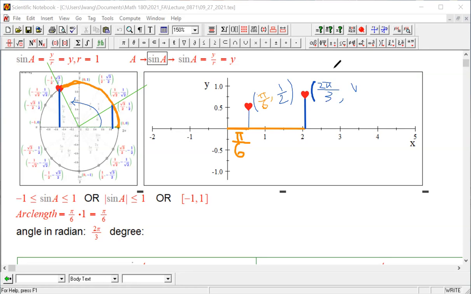Wait, I'm into the orange color, right? Does everybody follow me? I'm making all this effort because I want you to see one thing. So this is 2 pi over 3, and the other one, what's the output? Root 3 over 2. Do you guys see that?